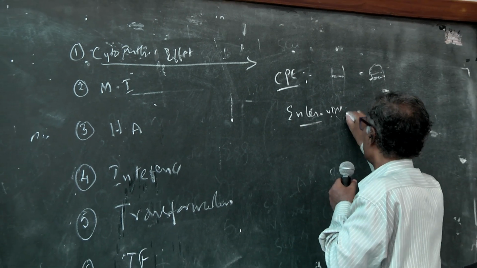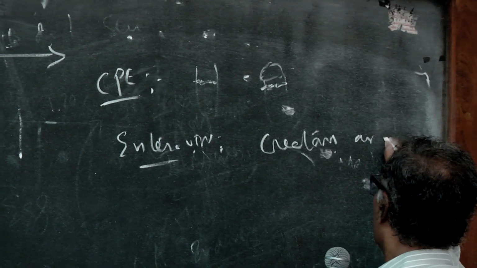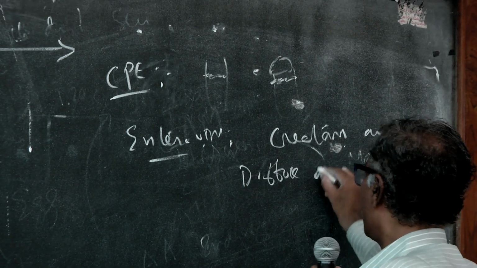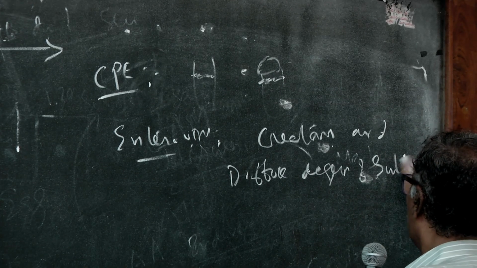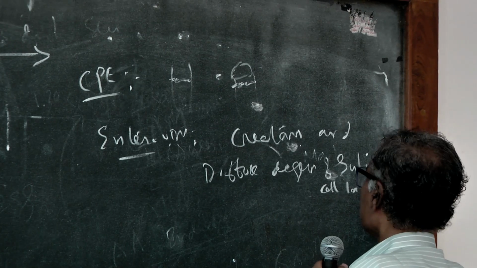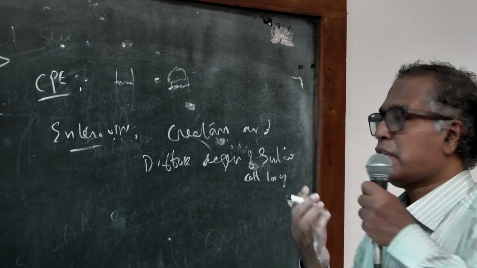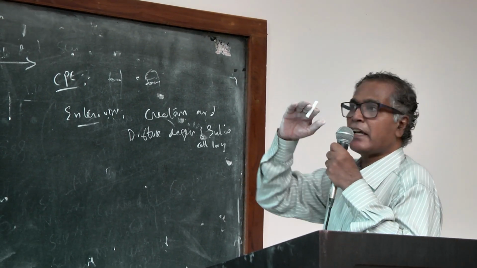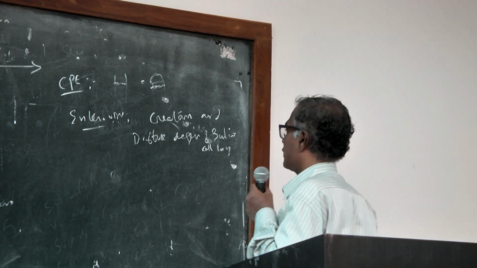Enteroviruses produce crenation and diffuse degeneration of the entire cell layer. It may produce crenation of the cells first. Second is diffuse degeneration of the entire monolayer. That is about enteroviruses.